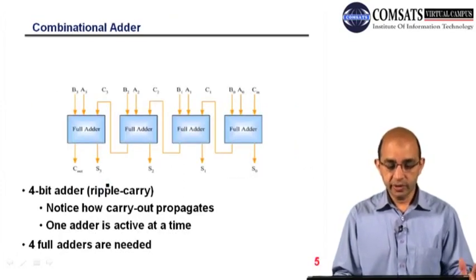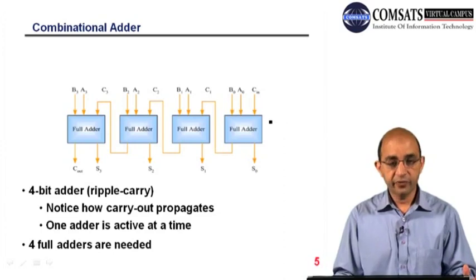Then let's talk about the adder. We have an adder here where 4 full adders are cascaded, and we want to add two 4-bit binary numbers. You can see the carry is propagating. This is the carry in, and this is the carry out, and this is the carry in for the next adder. Similarly, this is carry out, and this is the carry in. So you can see the ripple effect of the carry.